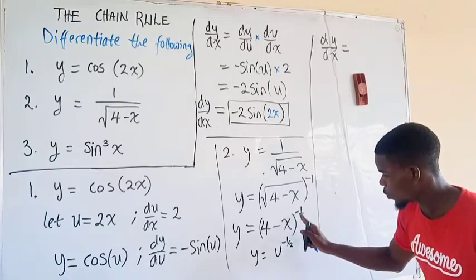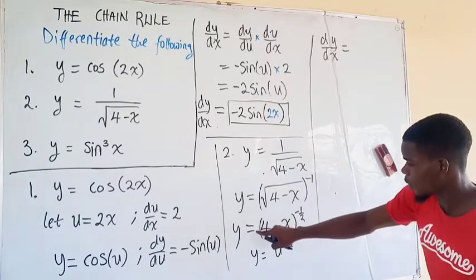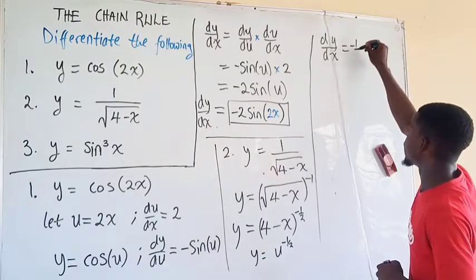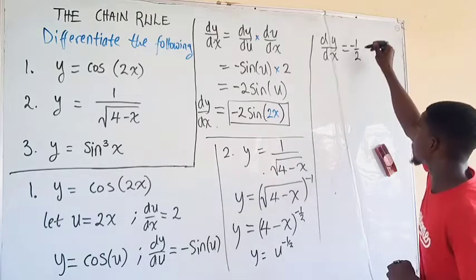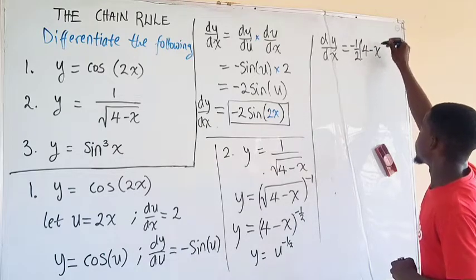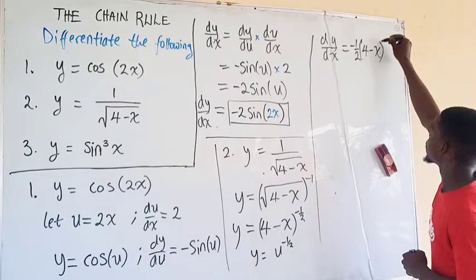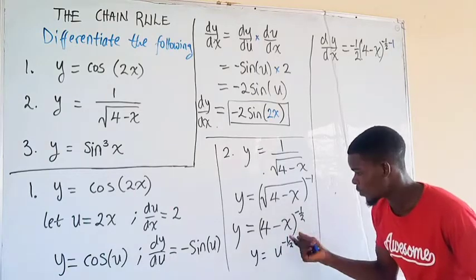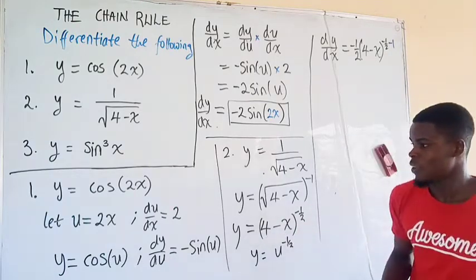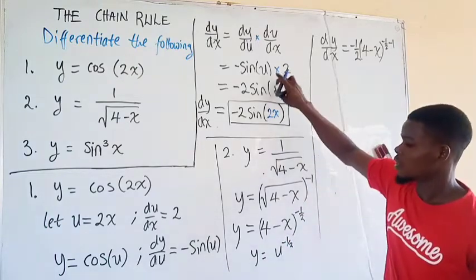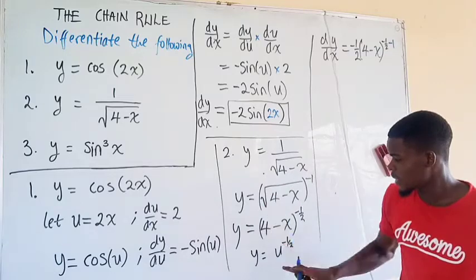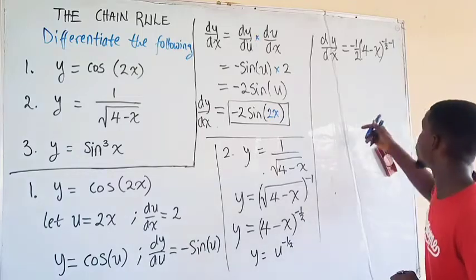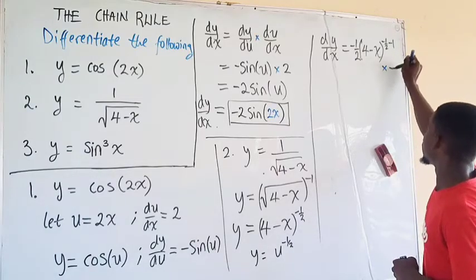That means we're going to have to put this to the front. That will become negative 1/2. Then we multiply with this thing and subtract 1 from the power, right? Just by applying the power rule, we have negative 1/2 multiplied with 4 minus x, and then we subtract 1 from this power. So we've differentiated the outside function. We haven't touched the inside. What we have to do now is to multiply it with the derivative of this inside. In this case, the inside is just 4 minus x. So the derivative of 4 minus x is just negative 1. So we multiply that with negative 1.